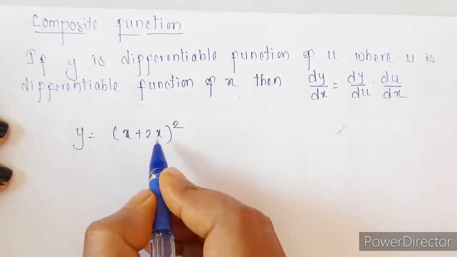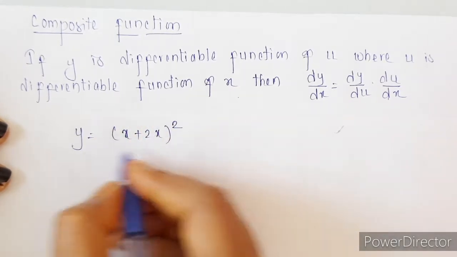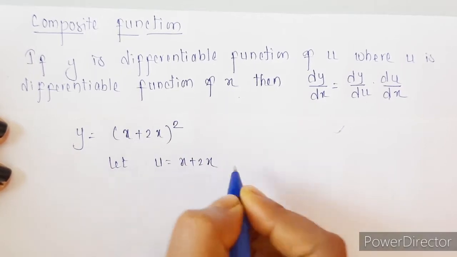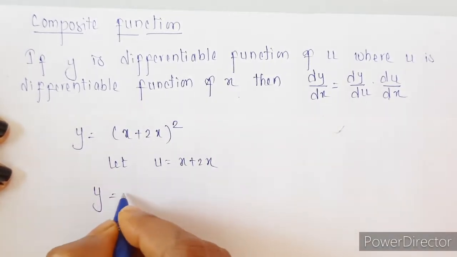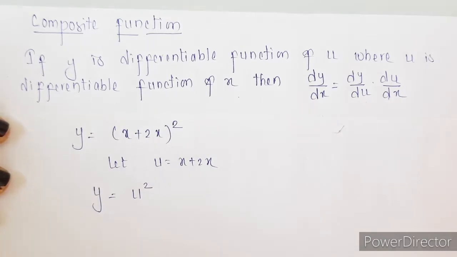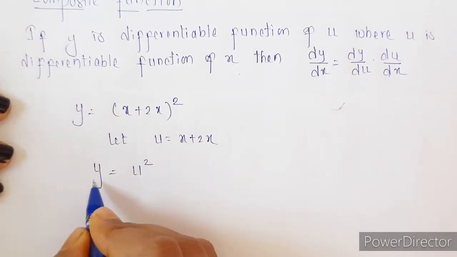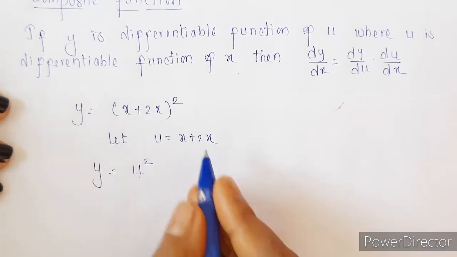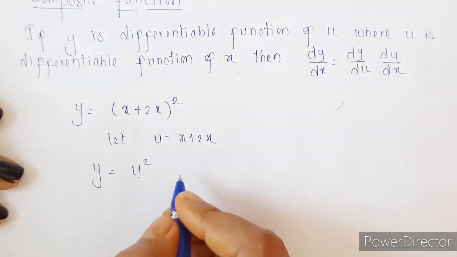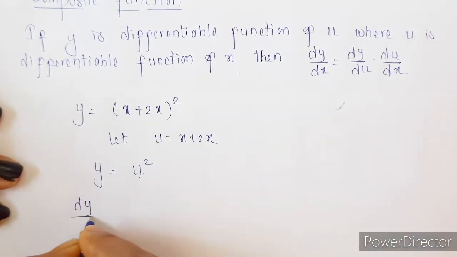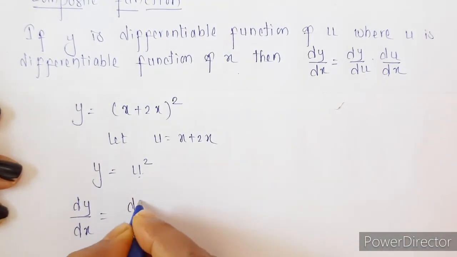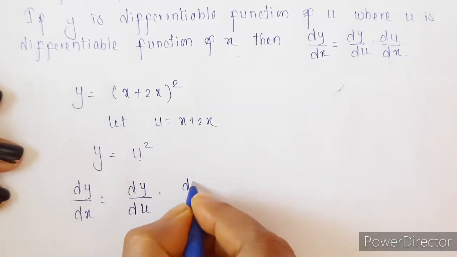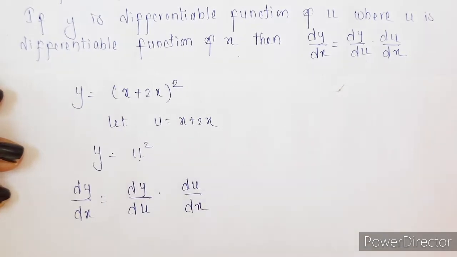Now I am considering x + 2x as u. So we can write u = x + 2x, and y = u^2. So now y is a function of u, and u is a function of x. So we can write the derivative of y with respect to x as the derivative of y with respect to u, and then the derivative of u with respect to x.